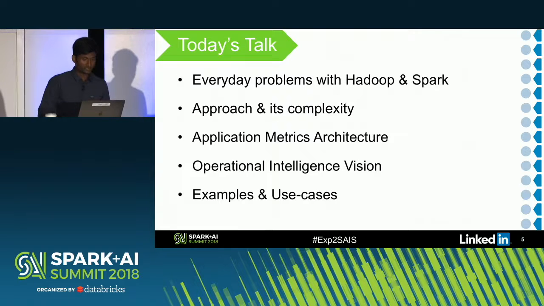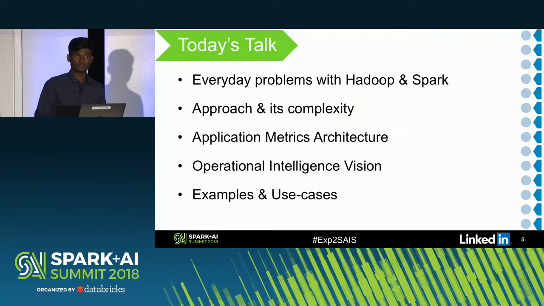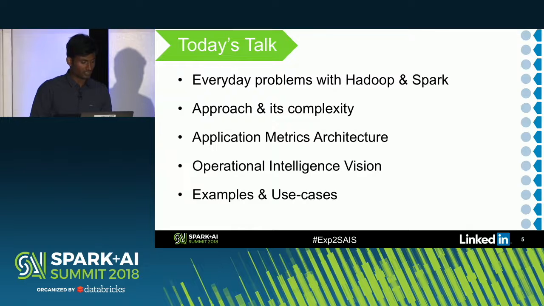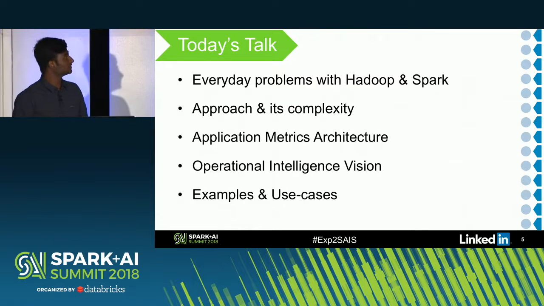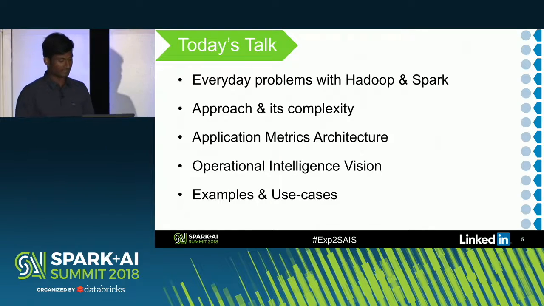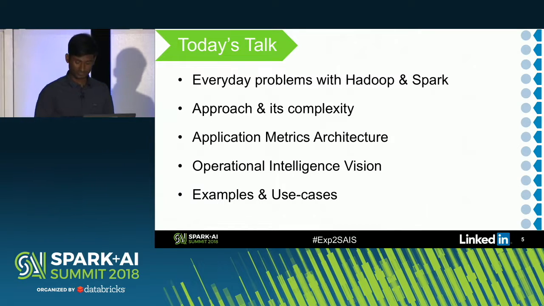So diving a little bit into phase one, we'll look at what issues people face with Hadoop and Spark, how we are trying to approach it, and what are the complications involved in it. We will then look at one major piece of this system, which is the application metrics collection architecture, and then we'll look at the end product, the big picture of how all of these things fit together and solve the problem for us. And in phase two, we'll look at a bunch of debugging and reporting use cases of this.